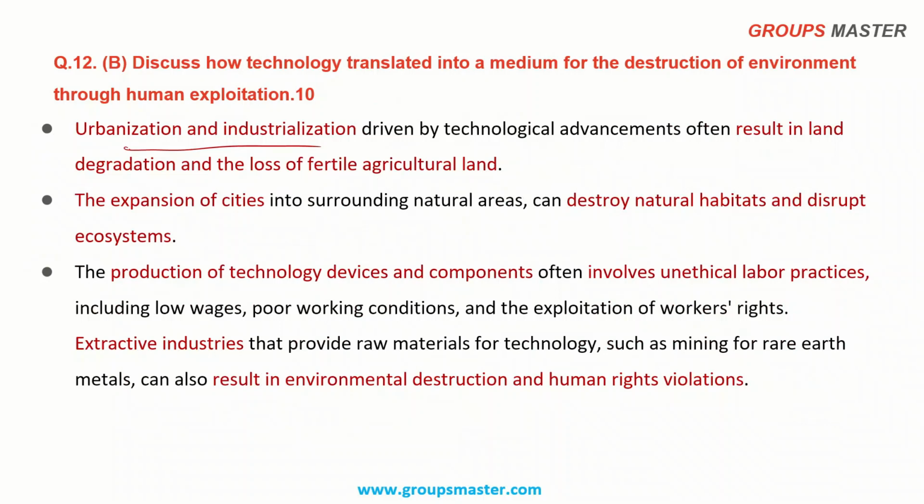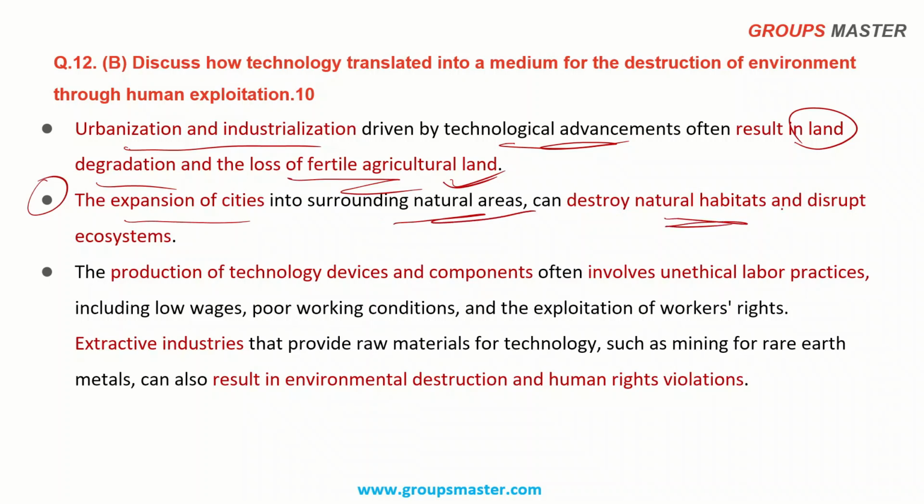Next one is urbanization and industrialization. The urbanization and industrialization driven by technological advancements often result in land degradation and also loss of fertile agricultural land. So once the urbanization and industrialization is expanding, you are clearing the entire land, forest land, and it is leading to the destruction of fertile agricultural land in some areas. Next, the expansion of cities into surrounding natural areas destroys natural habitats and disrupts ecosystems there.